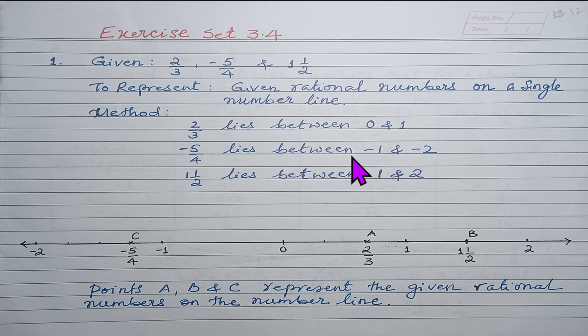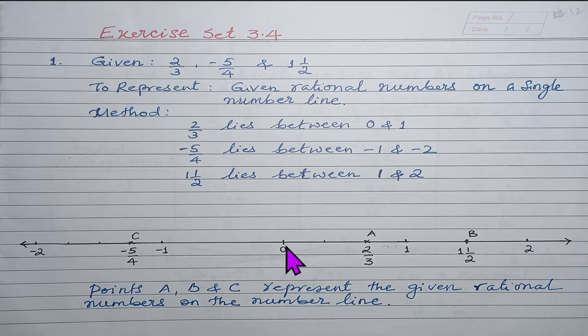Minus 5 by 4 lies between minus 1 and minus 2, because minus 5 by 4 is more than 1 in magnitude. 1.5 lies between 1 and 2. So draw a number line and mark 0, 1 and 2 on the right side, minus 1 and minus 2 on the left side. Now let us locate 2 by 3.